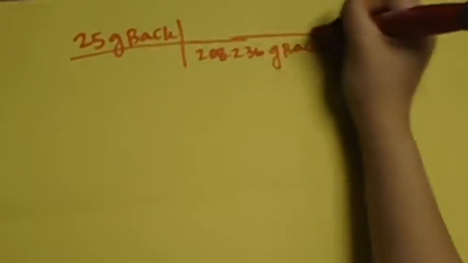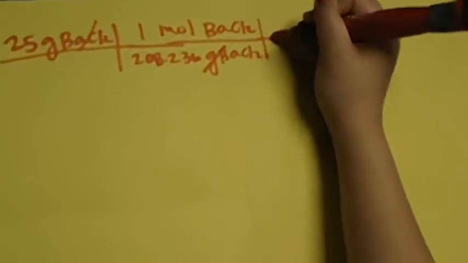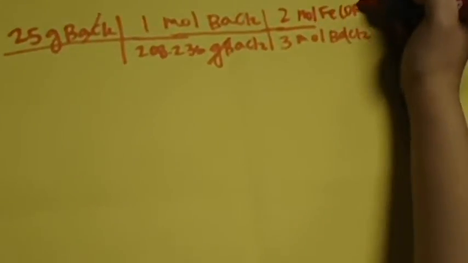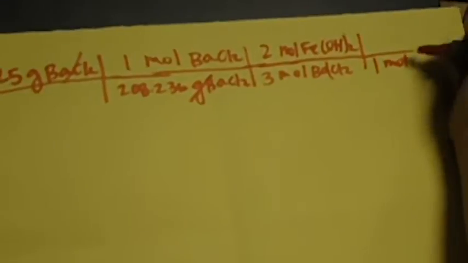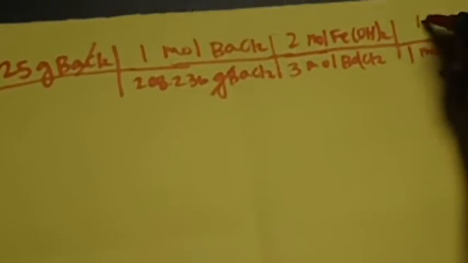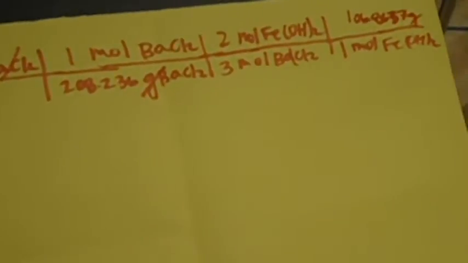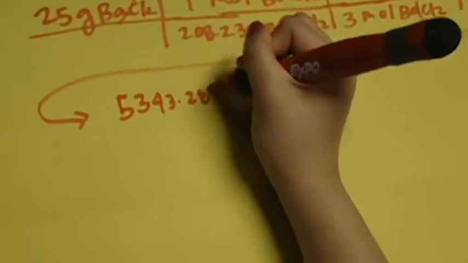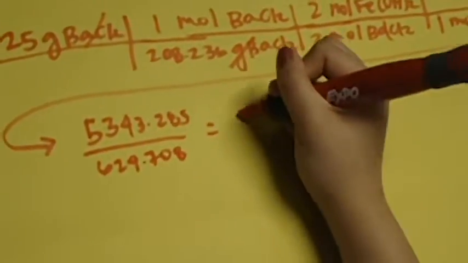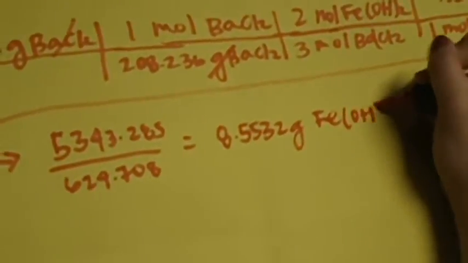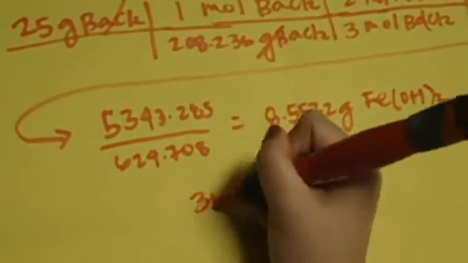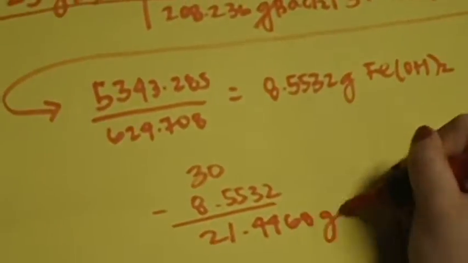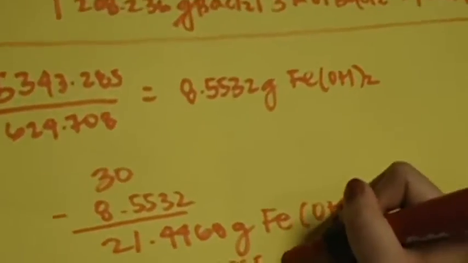To calculate excess reagents, we start with the limiting reagent of 25 grams of barium chloride. Use the same calculations of atomic masses of each reactant and compare the ratios to each other. The ending unit should be grams of iron hydroxide. We are not finished. 8.5532 grams is the amount of iron hydroxide that reacted, not what is left over. To find the amount of excess reactant remaining, subtract the amount that reacted from the amount in the original sample.